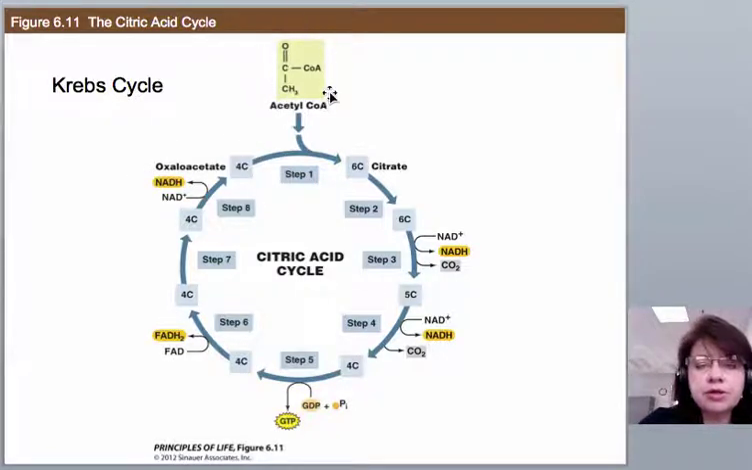So this acetyl-CoA is half of a glucose molecule. So for every glucose molecule, this goes around twice. So if we do some accounting, we make 1, 2, 3 NADHs times 2, so that'd be 6, and 2 FADH2s. So we're starting to capture a lot of energy that we need to go drop off at the electron transport chain.